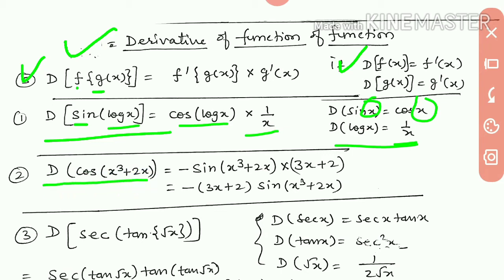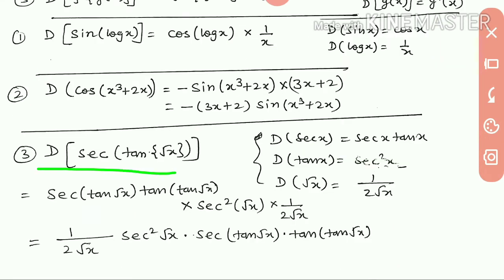Similarly we have to do this: differential of cos of x cube plus 2x. Differential of cos is minus sin, and this is as it is, x cube plus 2x. And differential of x cube is 3x square, plus 2. Okay, and 3x square plus 2 you can write at the start, so you will get minus bracket 3x square plus 2 into sin of x cube plus 2x. Do all of you understand this?